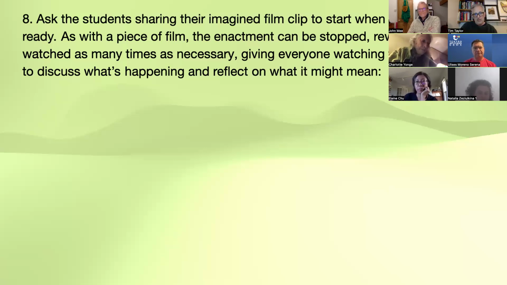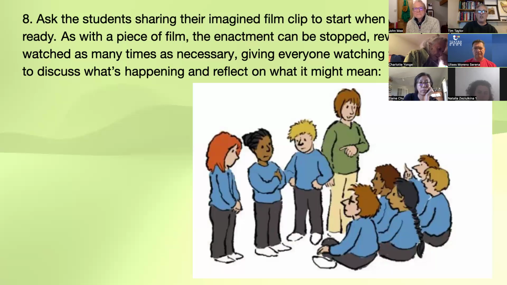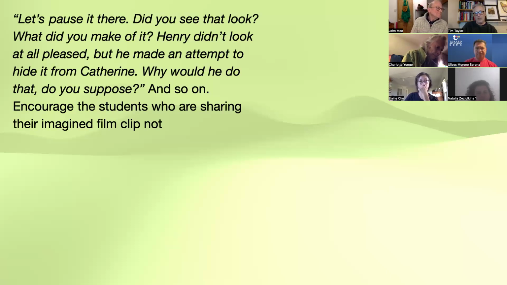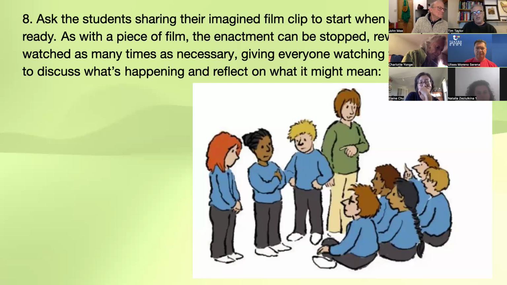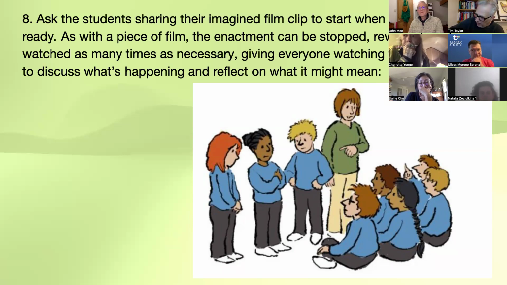And then we say, okay, so we're now going to see the clip. So I'll just go back to this. Imagine that what they've invented is that Henry's standing there like this behind the baby, and he leans over, and then he looks at the baby, and then he turns around. That's it. That's the clip. It's only 5 seconds long.